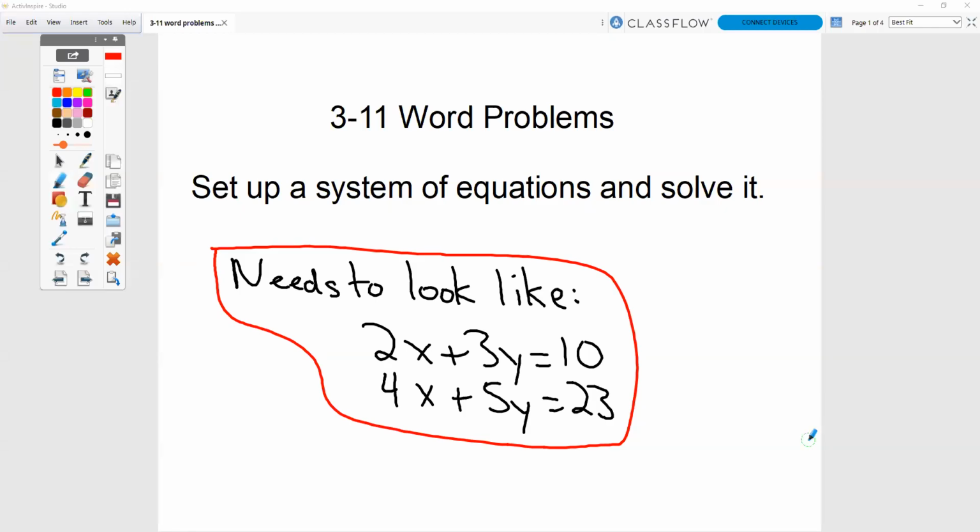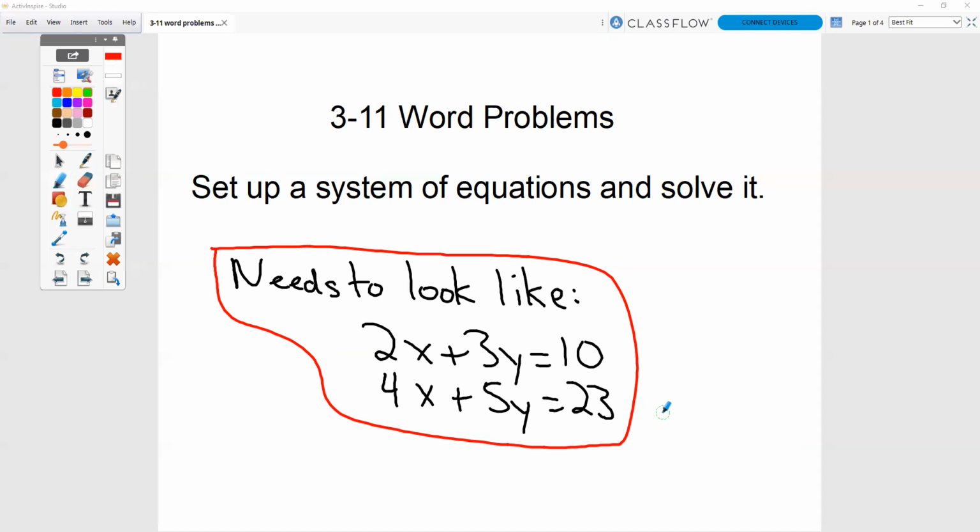This is the video for 8th grade math section 3-11, solving systems algebraically with word problems. What you're going to have today is word problems, but you need to set up the system of equations first and then solve it. So you need to read the word problem and figure out what letters you're working with. If you have D for desks, that would be a great thing. C for chairs. Just choose a letter that makes sense so you know what you're talking about.